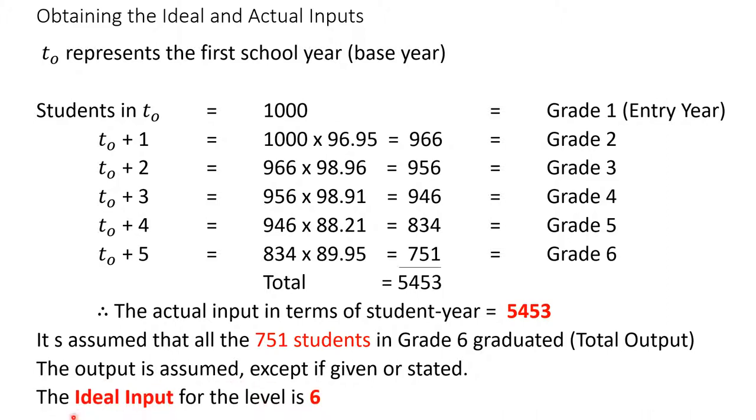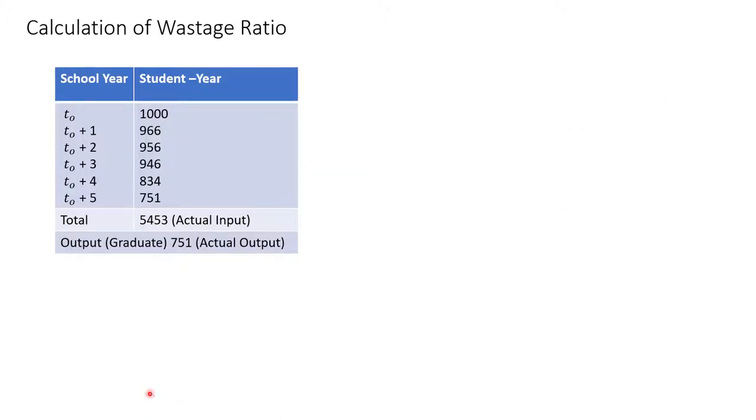Now, how will you get the ideal input? The ideal input is the actual number of years that students are supposed to spend. That is the 6 years. It's always fixed by the academic sector. Now, here, how would you calculate the wastage? Remember, we have been able to attain all these student years. That is what we just had in the next slide that is being brought down here now. All we did is just to pull them up. This is the school year, this is the student year, and we have 5,453, the actual input.